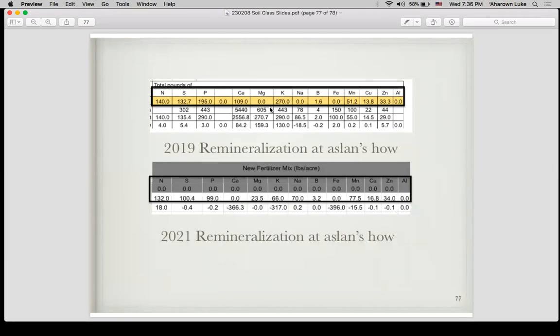Then I wanted to show you year over year. So in 2019, it was deficient in calcium, but I limed the fields, I think, in 2020. And so you can see I did not need any calcium the subsequent year because I'd already got that covered by liming. So I wasn't going to include anything in my soil fertility mix. That is interesting to note.